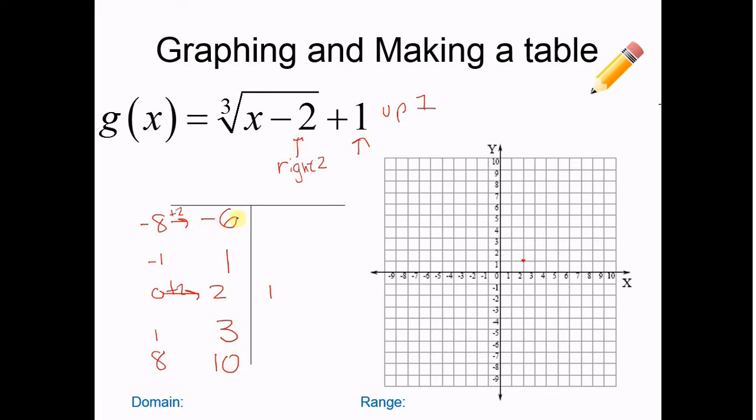So now we can plug these into our cube root function. We've got -6 minus 2 plus 1. -6 minus 2, that is the -8.